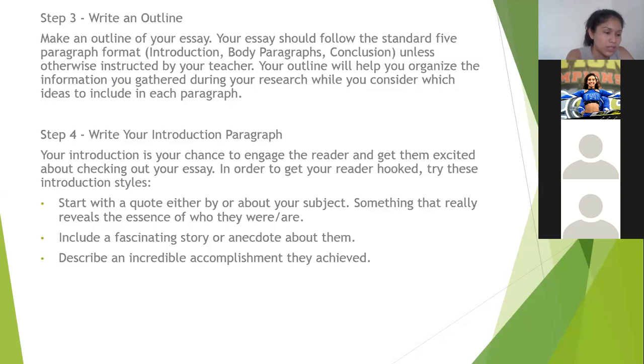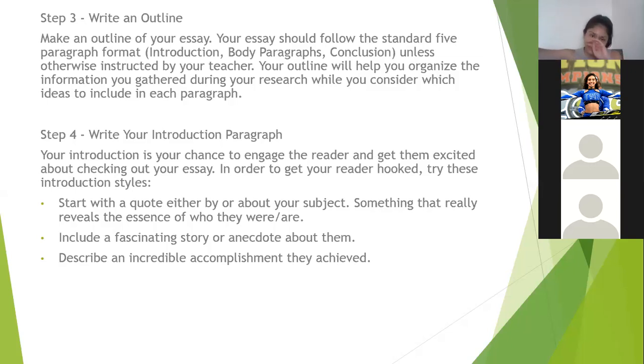No, it wasn't introduction. Introduction is a complete paragraph. Topic sentence. So we have the topic sentence, and all of the paragraphs have to have it. Remember that all of the paragraphs must have a topic sentence, supporting sentence, and concluding sentence. And the paragraphs are different things, right? So your biography has to have an introduction, body, and conclusion. Your outline will help you organize the information you gather during your research while you consider which ideas to include in each paragraph. This is like to organize: okay, I have this information, what goes first, what goes next, and what goes at the end.